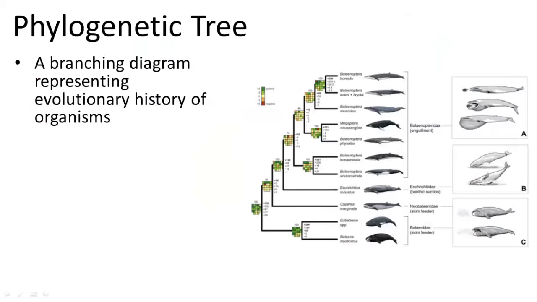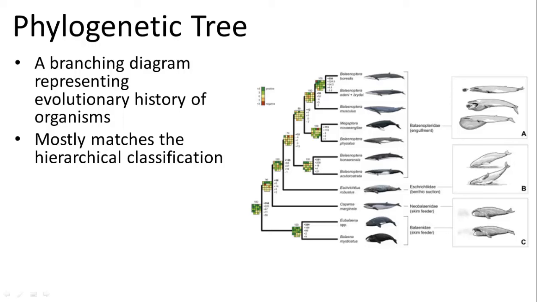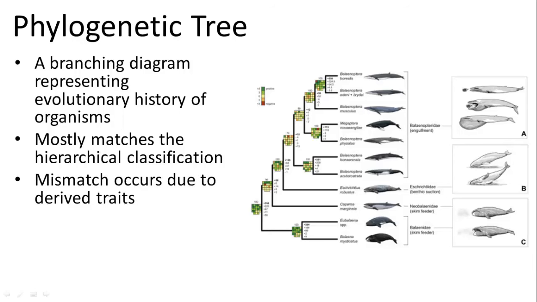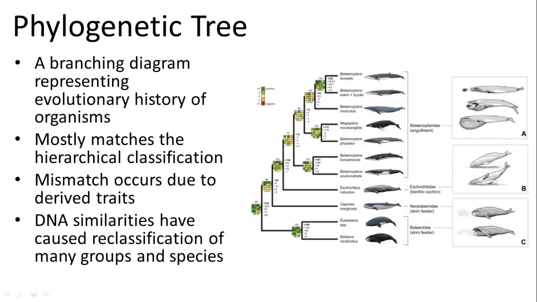All right, so I said we were going to talk about phylogenetic tree or phylogeny. This is a branching diagram representing the evolutionary relationships between different organisms. Mostly, it matches the hierarchical classification. But we sometimes do have a mismatch, which occurs because of derived traits or new traits. DNA similarities have also caused us to regroup and reclassify species. This is an example of baleen whales, which I did some research on. I didn't do this specific one. But some things are still questionable.